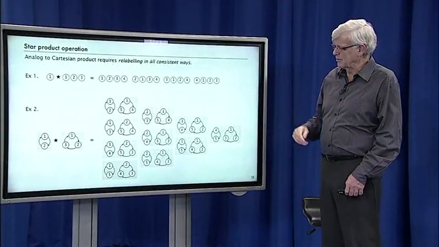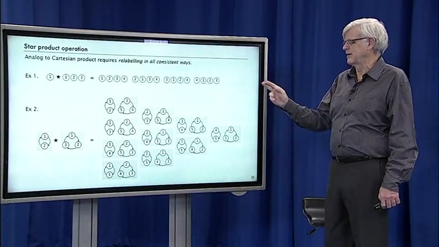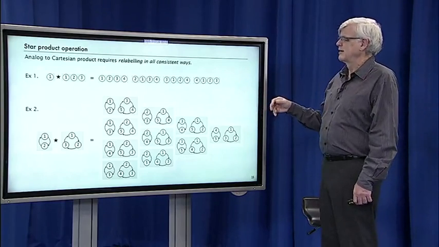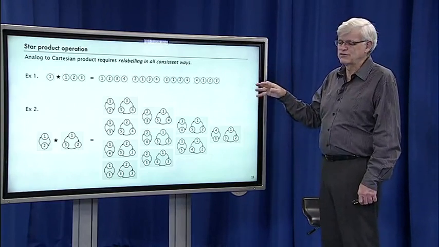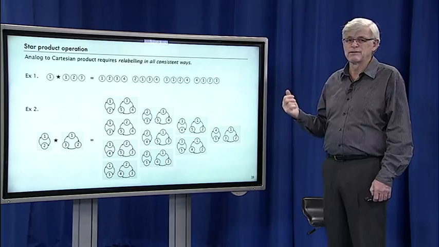Here's a more complicated example where we take the star product of a 2 cycle and a 3 cycle. Again, when we do that, we get 5. We have objects that consist of 5 atoms that have this structure, a set of a 2 cycle and a 3 cycle.